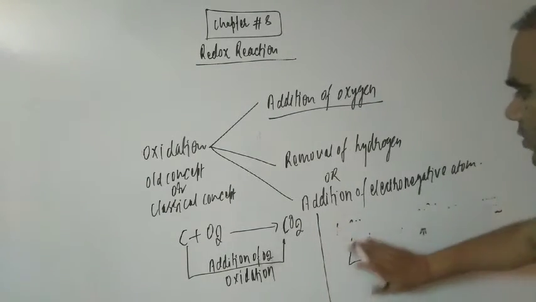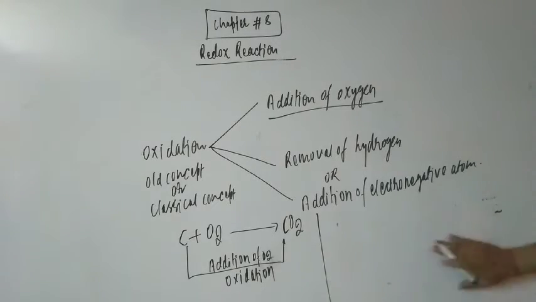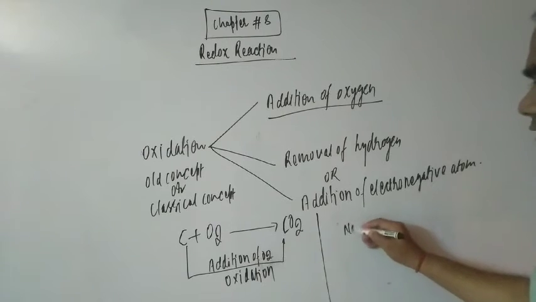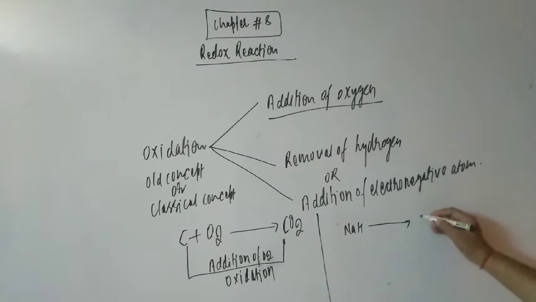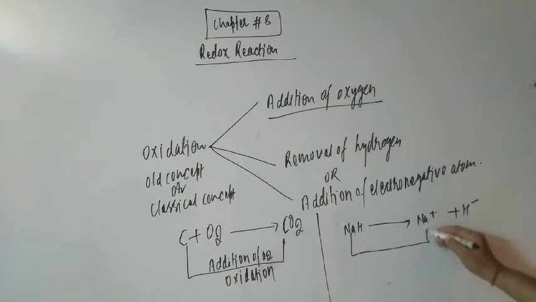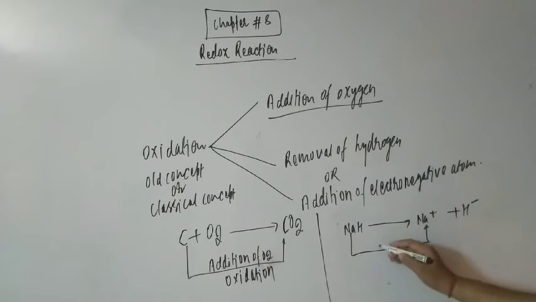This example is actually not correct, students. Let us go with another example. Suppose you are taking NaH, it is converting into Na+ and H-. So here, student, you see that there is loss of hydrogen. Loss of hydrogen means what, student?